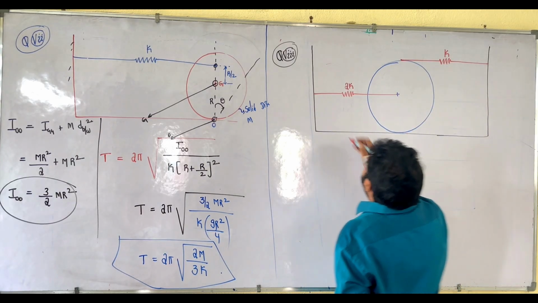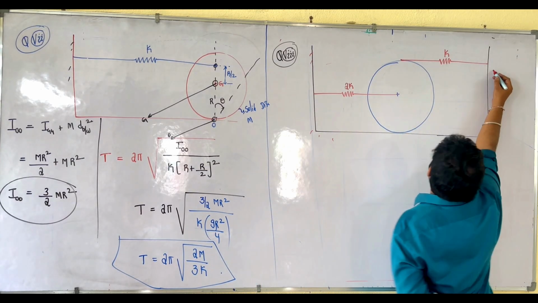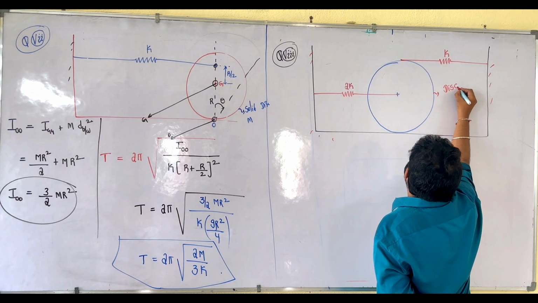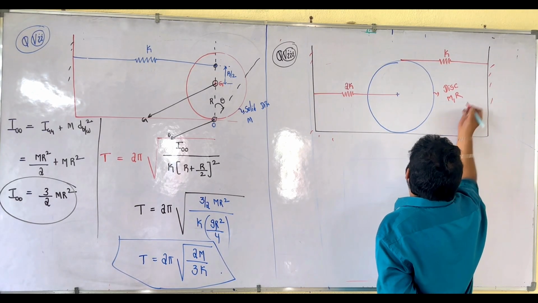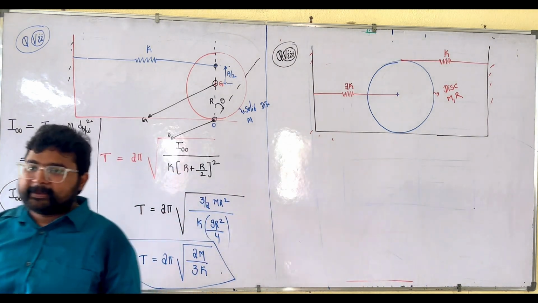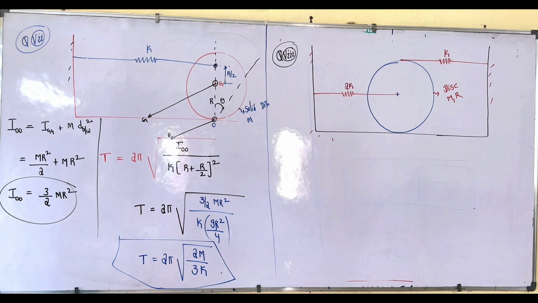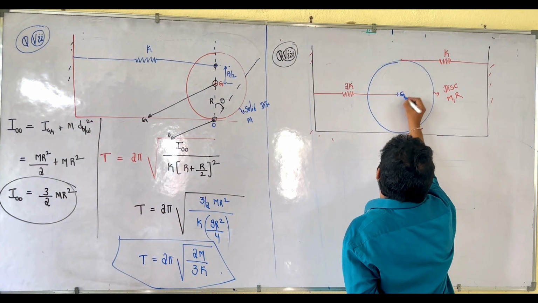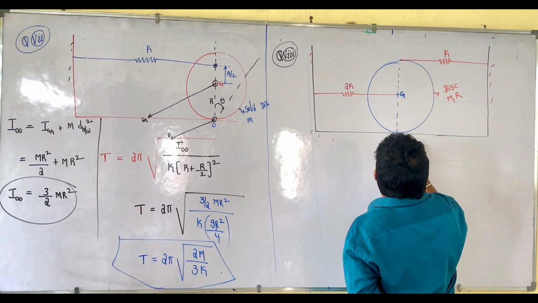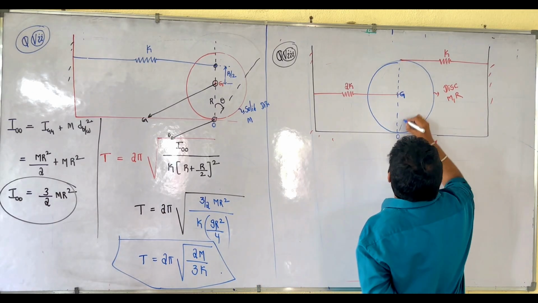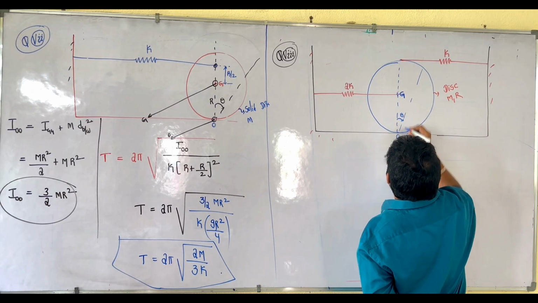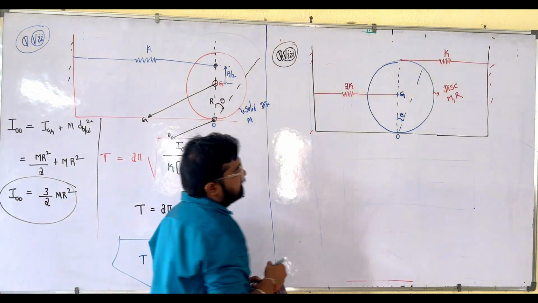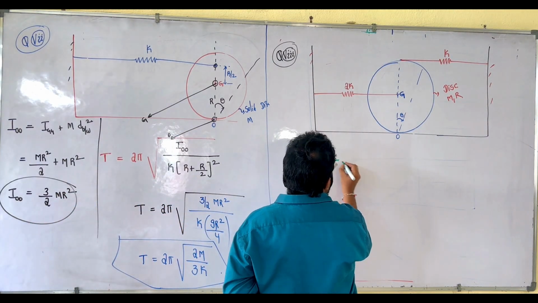Understood? Now tell me, what is the time period of oscillation? What is the time period of the disk? Solid disk is mentioned. Mass m and radius r are mentioned. Clear? This g is also mentioned. Okay, so you are giving disturbance about which point? Point 2. What is the time period of oscillation? Tell me straight away.